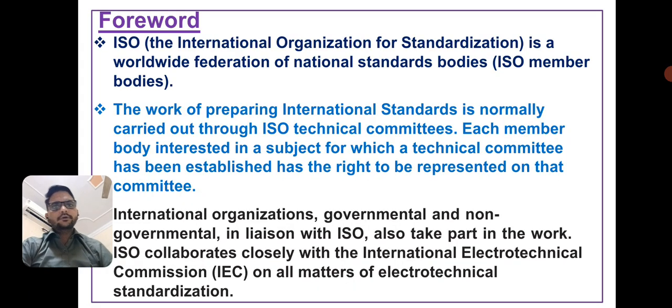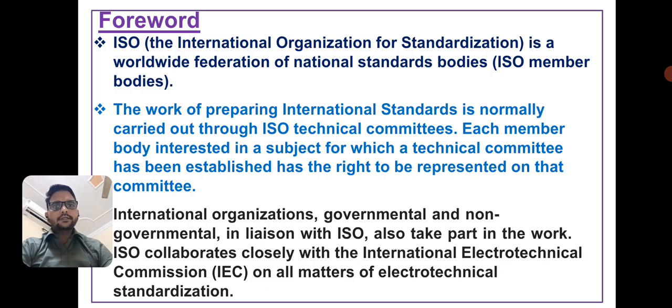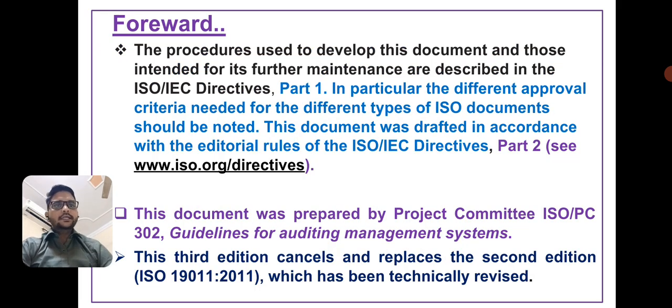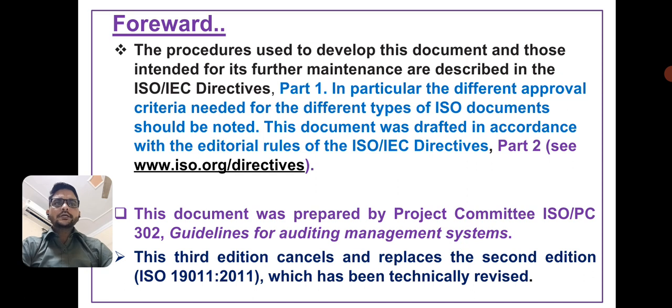First, what is ISO? Actually, ISO is a Greek word whose meaning is equal. That Greek word is isos, I-S-O-S, meaning equal. ISO is the International Organization for Standardization, a worldwide federation of national standard bodies, that is ISO member bodies. The standard is written by a technical committee, that is ISO TC. And this document was prepared by project committee ISO PC 302, guidelines for auditing management systems.